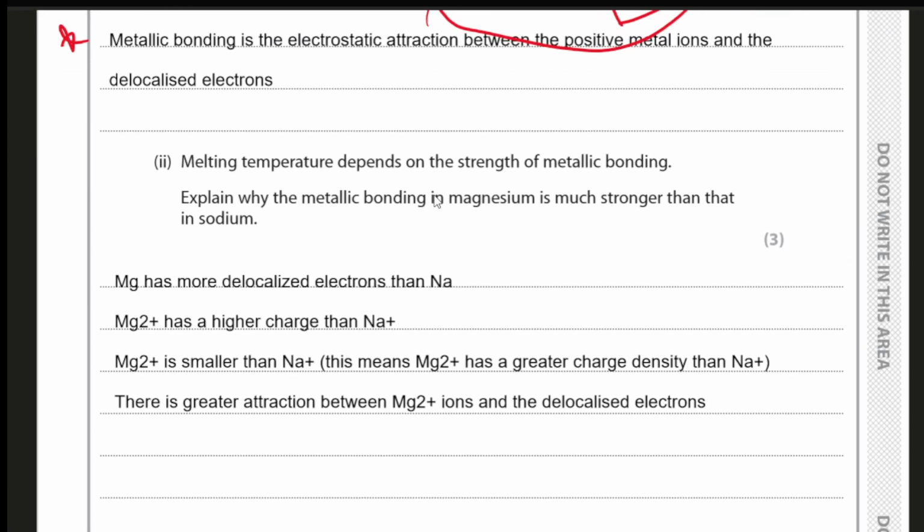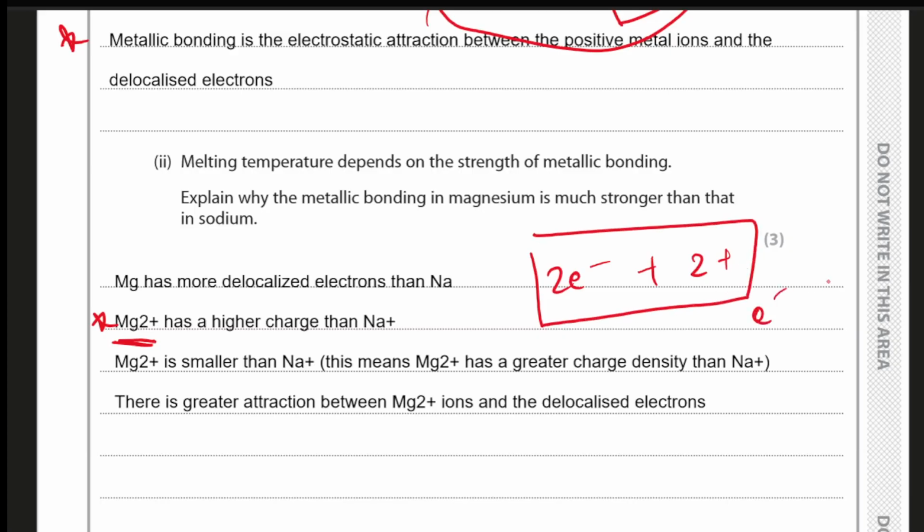Next part, they said melting temperature depends on the strength of the metallic bonding. Now explain why magnesium has a higher melting temperature than sodium. Like I said, since positively charged ions are produced, it depends on the charge of the ion, and it also depends on the ionic radius of the ion. Mg2+ has a higher charge, so the electrostatic force of attraction between the two delocalized electrons and the 2+ charged ions would be far greater than that between one electron and a 1+ charged ion in sodium. So that's one reason.